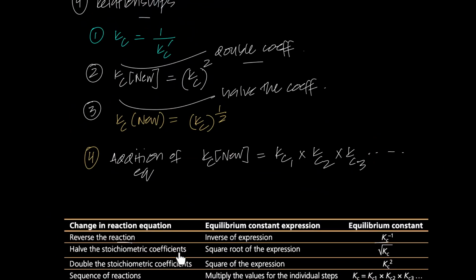If you halve the stoichiometric coefficient, it has a square root effect. If you double the stoichiometric coefficient, it has a squared effect. If it's a sequence of reactions, the new Kc would be equal to the multiplication of all the other Kcs. That's how easy it is. And I've proven everything to you. Instead of just showing you guys this stuff, I've proven it mathematically.